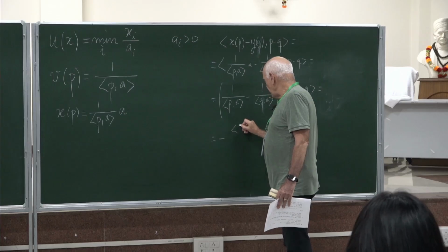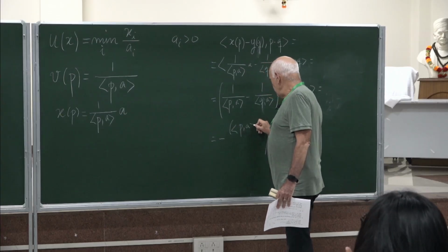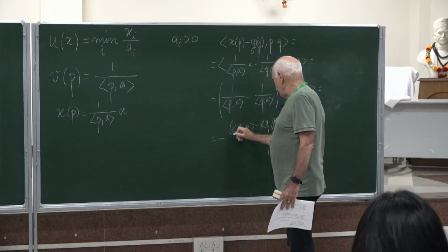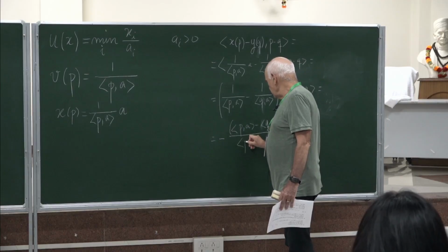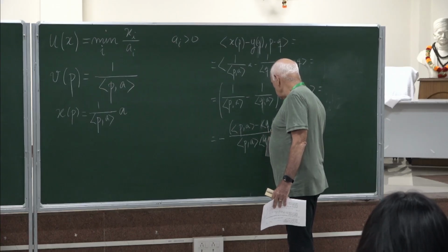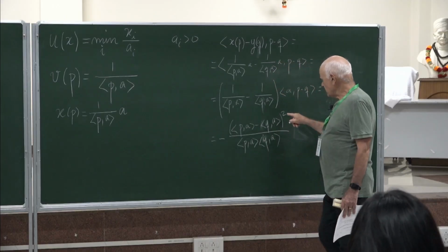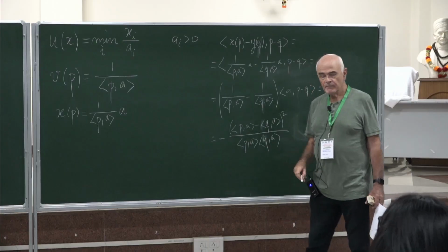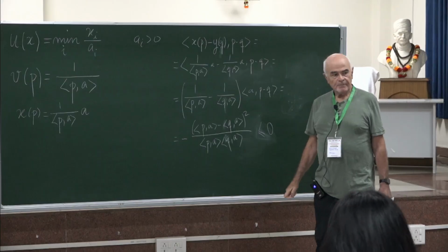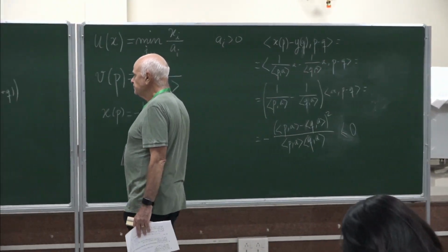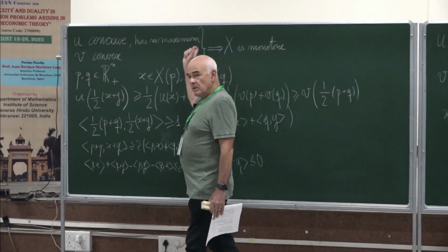minus (p·a minus q·a) squared, divided by p·a times q·a. You have a square in the numerator and two positive numbers in the denominator and a minus sign here. So this is less than or equal to 0. As you see, it's very easy to check directly that a Leontief demand is monotone, as it should be because of this theorem.